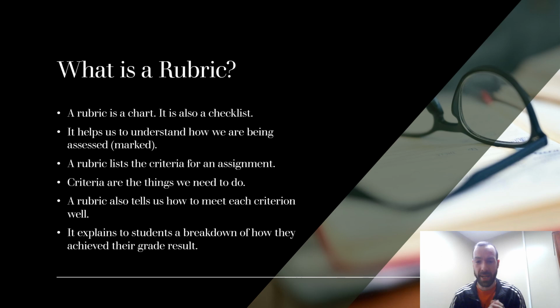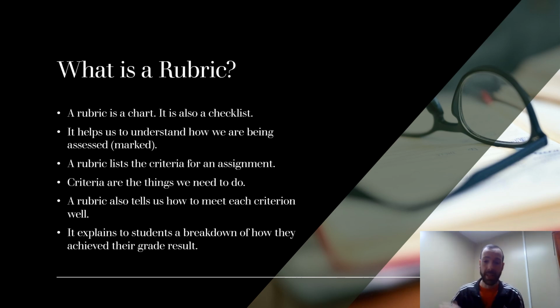So we have to start with the basics, the definitions. What is a rubric? Well, a rubric is a chart, and it is also a checklist of sorts. It is one of the ways that teachers assess or mark student learning. And so it's very helpful for both teachers and students to know how they work and how to use them well so that they understand what they're trying to learn and whether or not they've actually learned it.